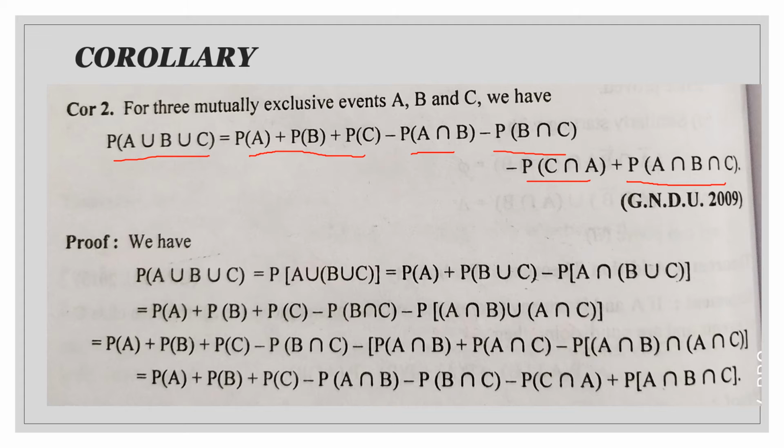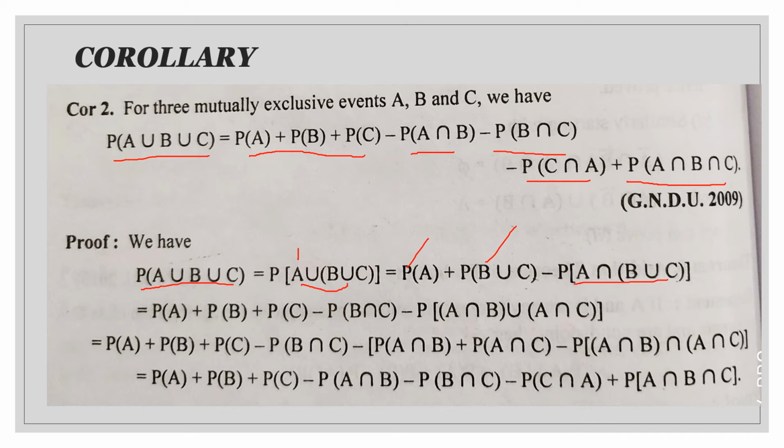How to prove this? First of all, write this statement as a union of two events. This is one event, this is the second event. Now we have already proved in the previous theorem that the probability of A union B is written as probability of A plus probability of B minus probability of A intersection B. Here this is my B. We are treating it as B, the whole number 2.